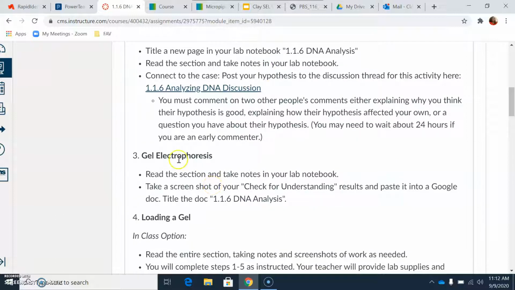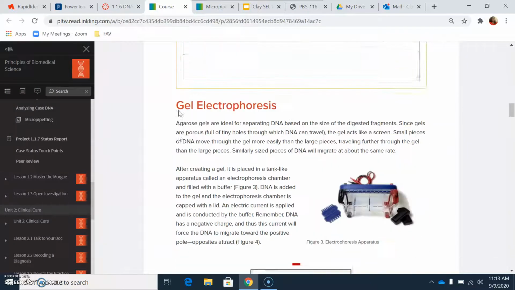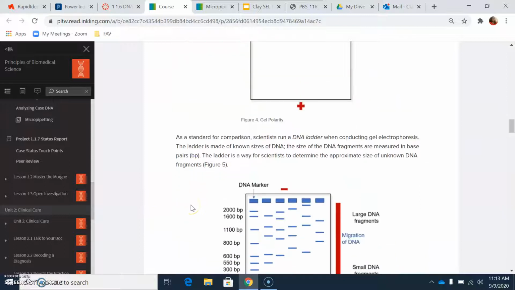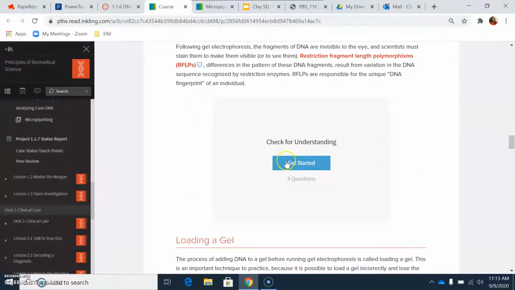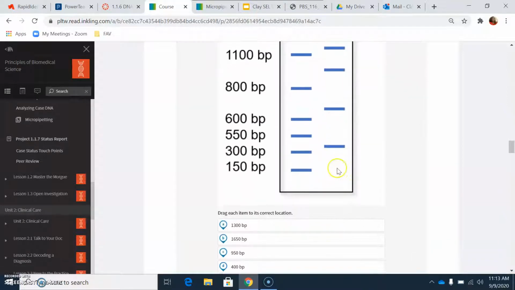Then you move on to part 3 of your activity, which is gel electrophoresis. You're reading the section, taking notes in your notebook. Then you have to take a screenshot of your check for understanding. So again, you're reading this section, taking notes. And then you have a check for understanding, which is 4 questions. After you're done, you're going to take a screenshot of that and post it into your Google Doc.